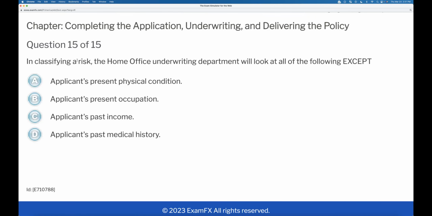In classifying a risk, the Home Office Underwriting Department will look at all of the following except.